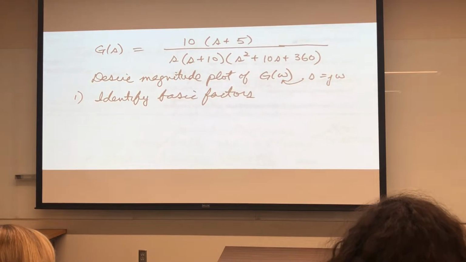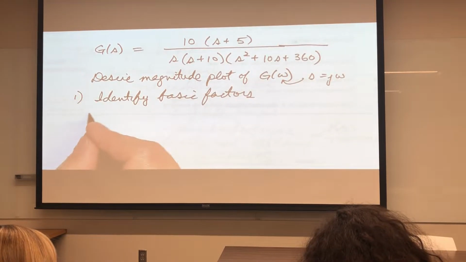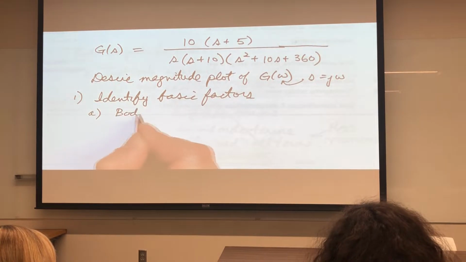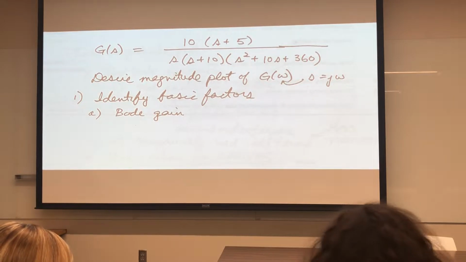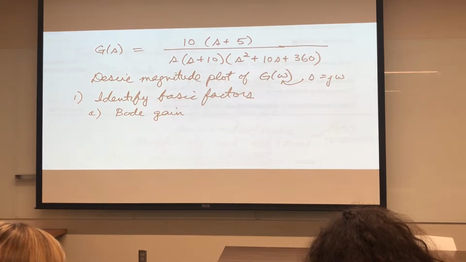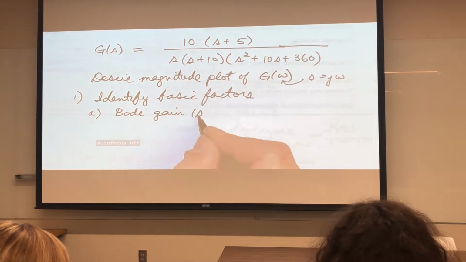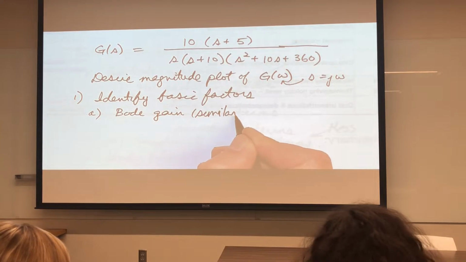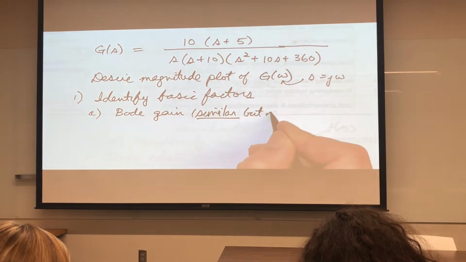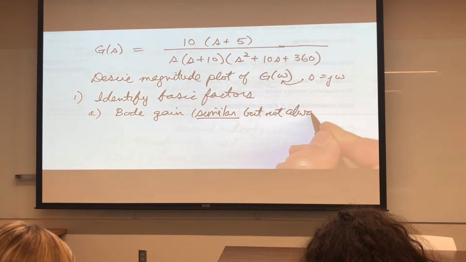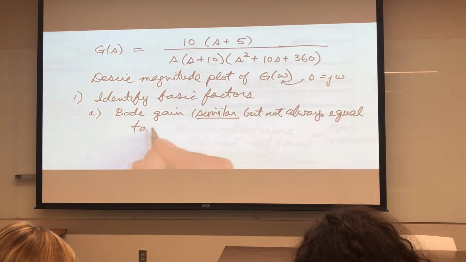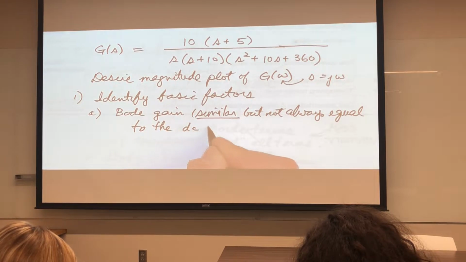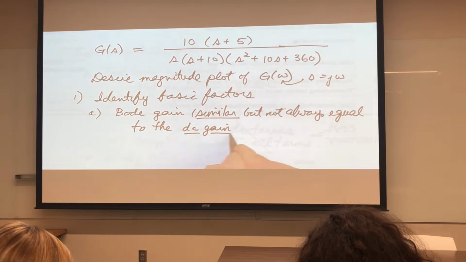The first factor that I'm going to identify is what is known as the Bode gain. It is the gain on the Bode plot. It's very, very similar to the DC gain, but it's not the same thing. Let me put it on here. It's similar, but not always equal to the DC gain.